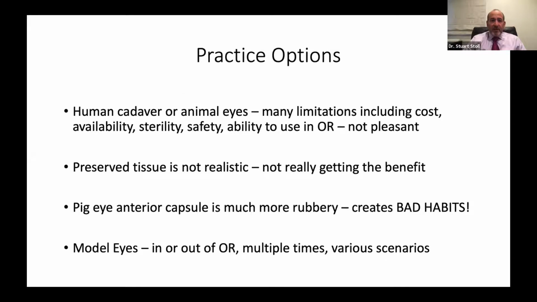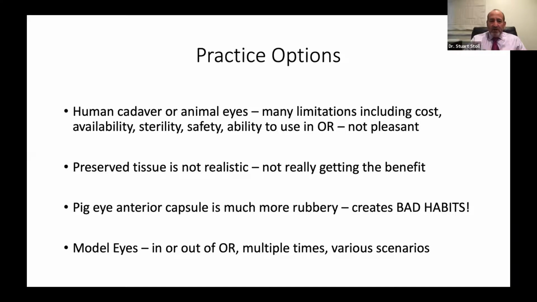So again, the practice options, human cadaver, animal eyes, there are many limitations, including cost, availability, sterility, safety, ability to use in the OR, and they're just not pleasant. The preserved human tissue really is not that realistic. Once it's preserved, you're really not getting the benefit that you think you are. And the pig eye anterior capsules we talked about are very rubbery, and it's actually going to create bad habits. You're not going to understand the proper tearing forces if you're doing capsulotomies on pig eyes.